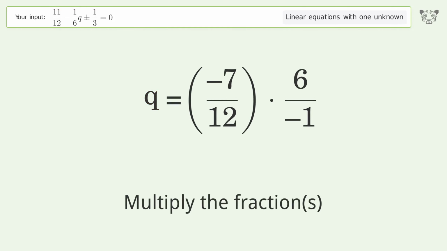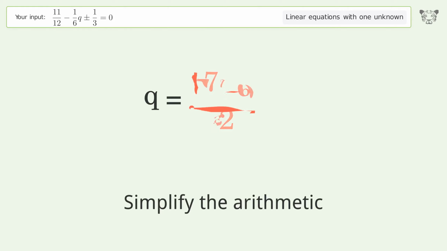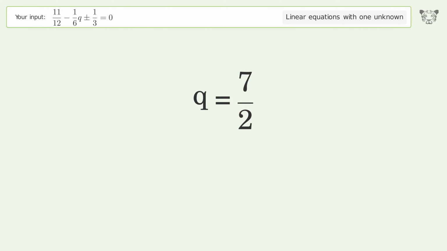Multiply the fractions. Simplify the arithmetic. And so the final result is q equals 7/2.